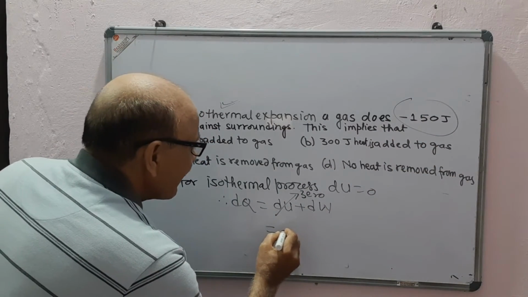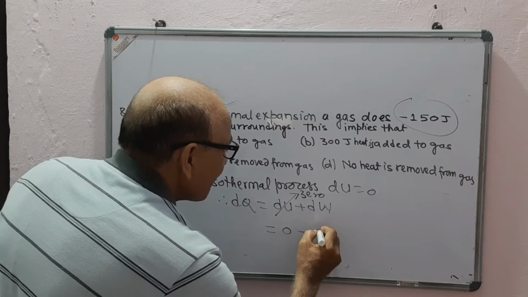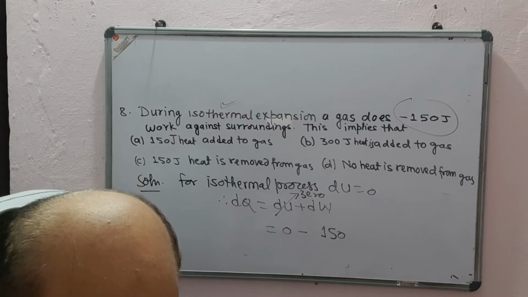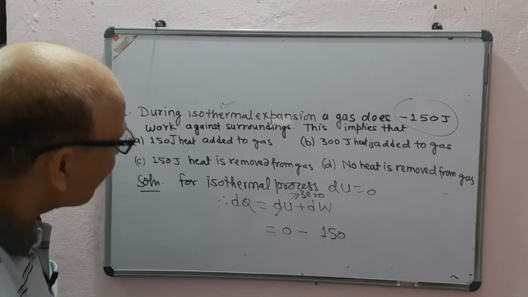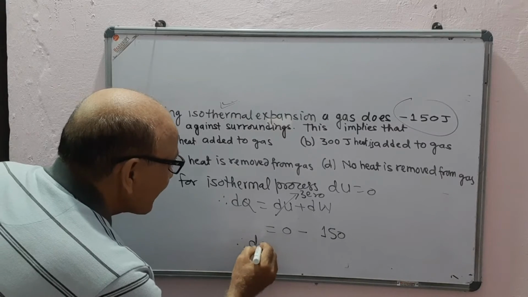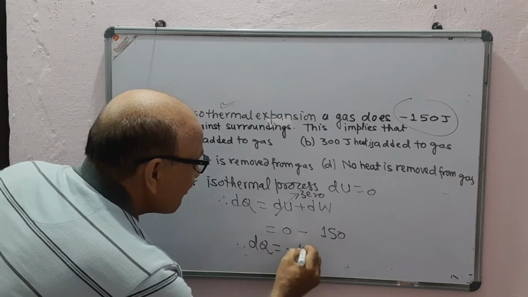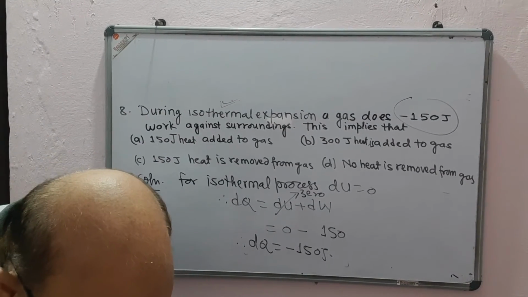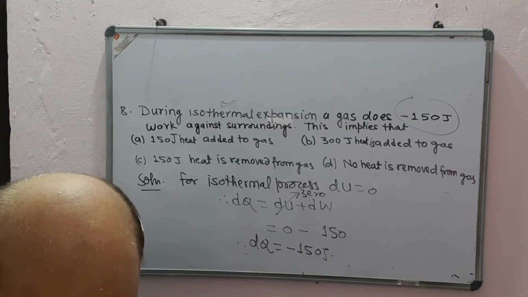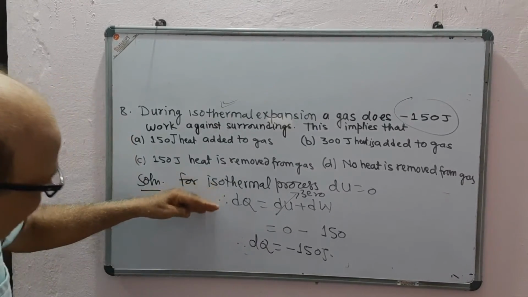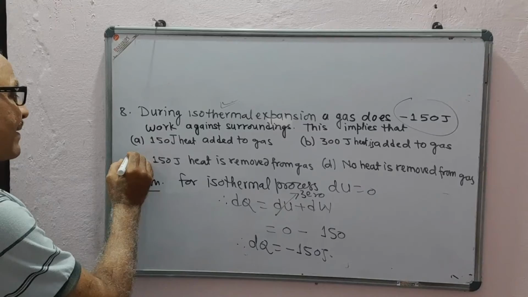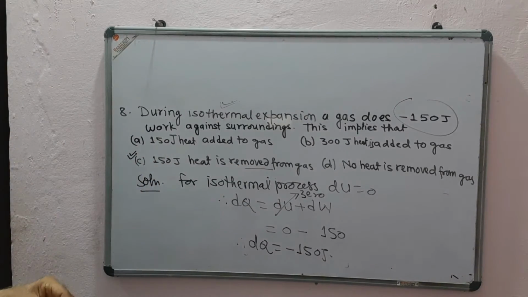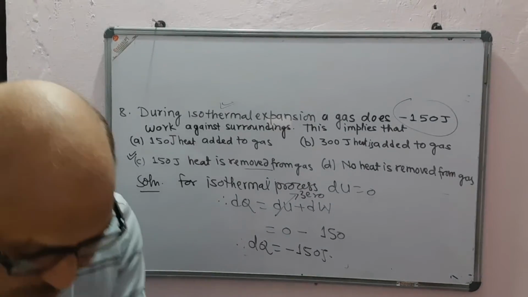150 joule. This means that dQ is equal to minus 150 joule, which means that 150 joule heat is removed from the gas. Minus means removed, lost. Therefore the correct answer will be C. Next question.